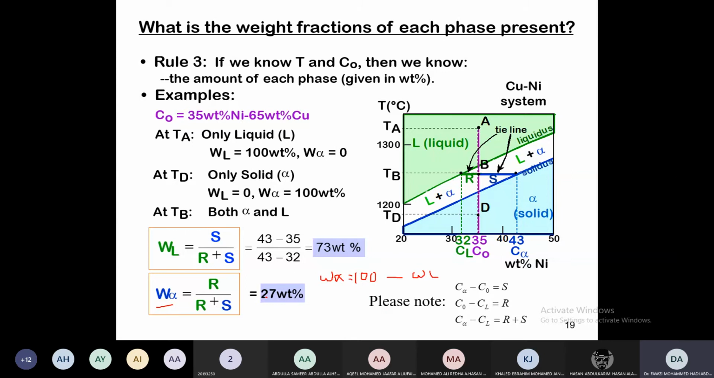Right? Because the total will be 100. Actually, these two, if you add them together, you should get 100%. Right? 73 plus 27 is equal to 100. That is what we know. So instead of using the lever rule here, you could have just used this. The weight percentage of alpha is equal to 100 minus the weight percentage of the liquid. So this will be 100 minus 73, which gives you 27% also.